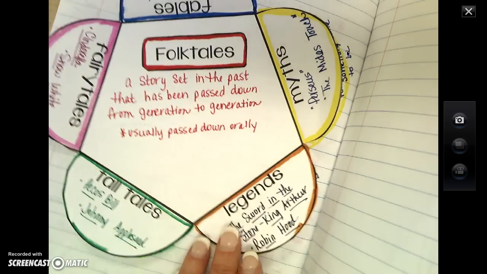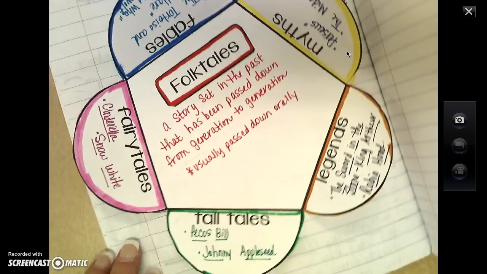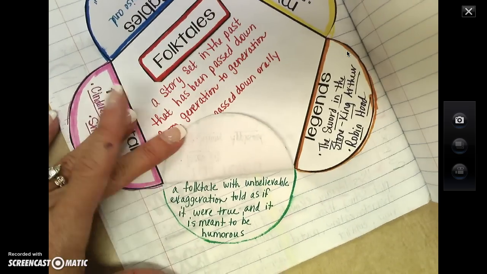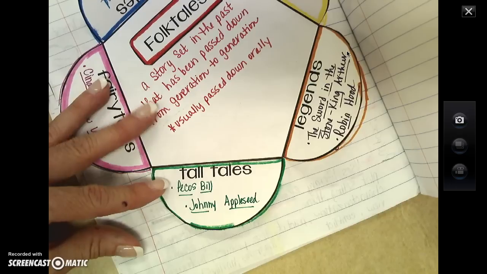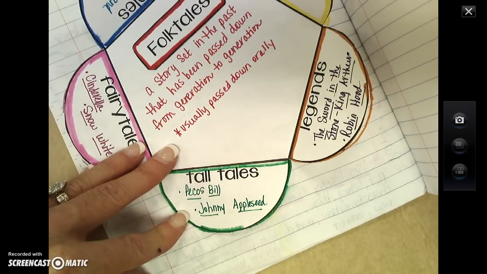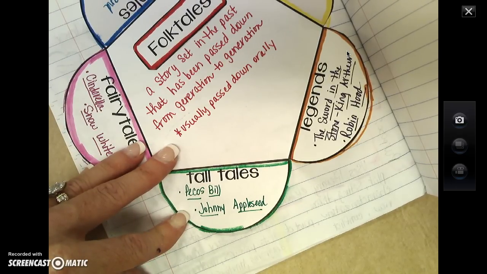The next one is going to be tall tales. A tall tale is a folk tale with unbelievable exaggeration, told as if it were true and is meant to be humorous. Okay? Tall tales would be Pecos Bill and Johnny Appleseed.